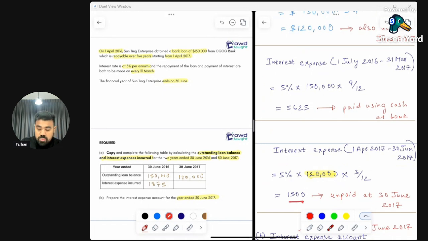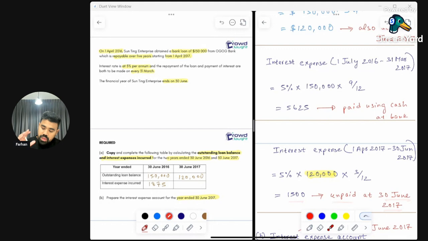And this interest expense of $1,500 is going to be unpaid at 30 June 2017. This $1,500 relates to the 3 months of April, May, and June. And this is unpaid at 30 June 2017, because as we know based on the question, we only make payments for loan and the interest once every year on 31 March. So there won't be any further payments in this year of 2017, but it will be in 2018, which is not the concern in this question, okay?